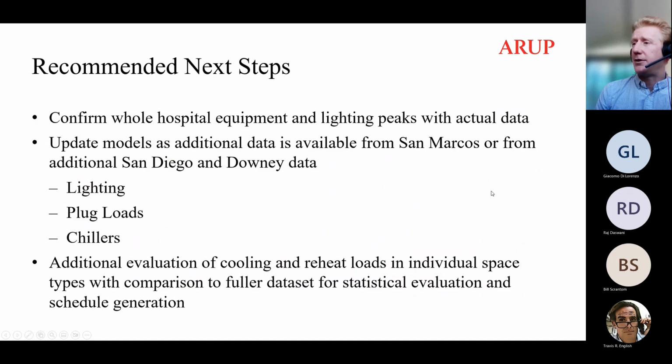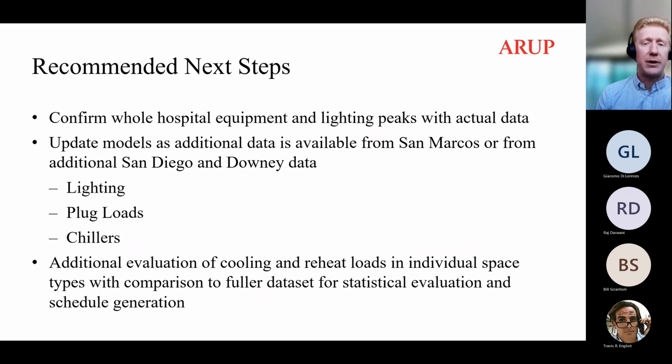So, leading pretty directly to what some of the next steps are to extend this work and continue confirming how modifications of schedules, especially when it's primarily driven by looking at cooling load in different spaces, can lead to the energy model inputs. One of the first things would be to confirm that whole hospital equipment, lighting peaks, and overall energy use with actual data.